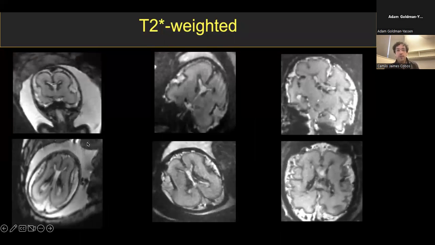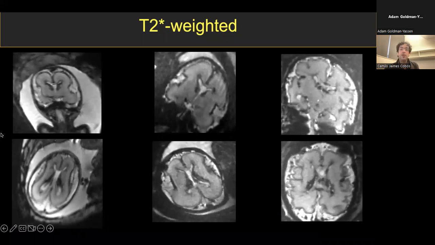So T2 star weighted sequences, I'm sure we use them all the time. We use them to look for hemorrhages. They are fantastic. One thing I wanted to say is to appreciate that those two structures I've kept talking about have more neurons, so they need more blood. So you frequently see the cortex be T2 hypointense on T2 star weighted sequences. That's because there's also a venous plexus in the cortex that is very prominent early in development, and then it will start to regress.